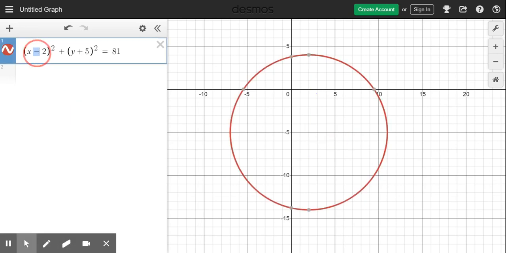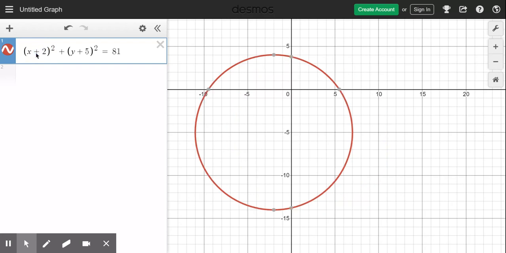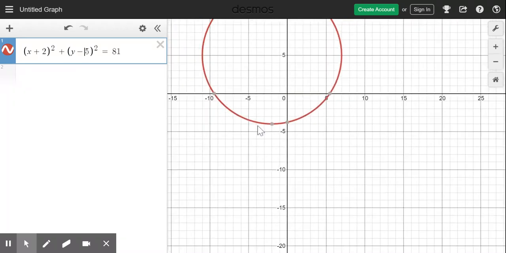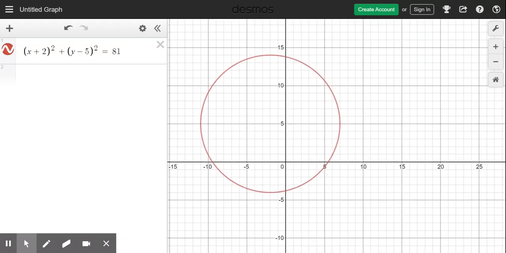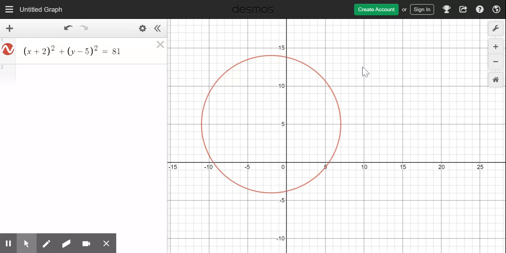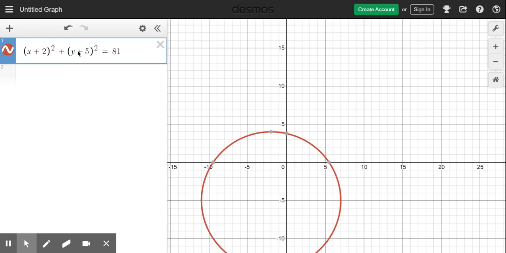Let's say I change this to a plus, and I make this a minus. You'll notice nothing happened to the size of the circle because the radius is still 9. However, the center has now moved. The center is now negative 2, positive 5. And if you look closely, that's exactly where that center is. Now I'm going to change this to a plus 5. And you'll notice now the center is at negative 2, negative 5.